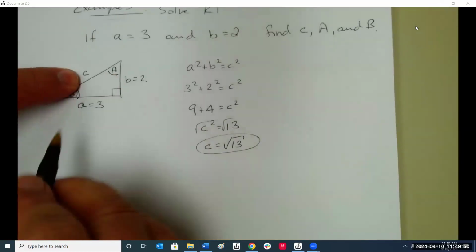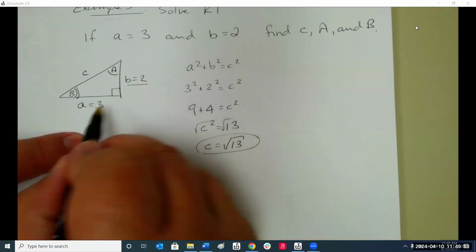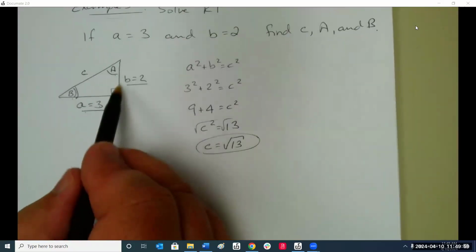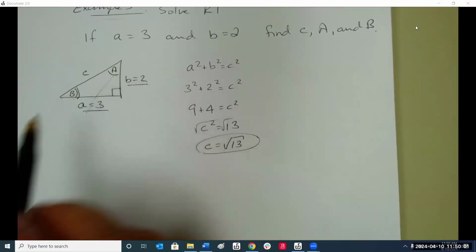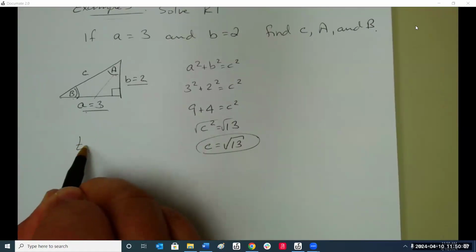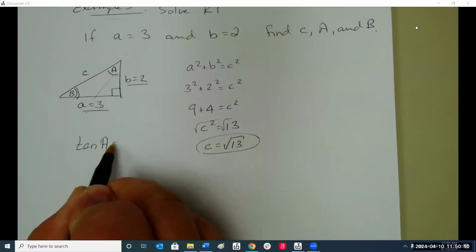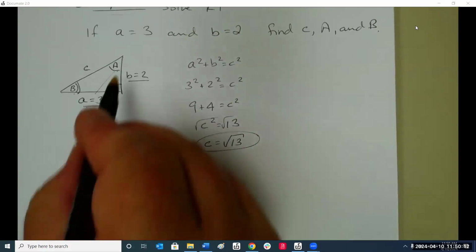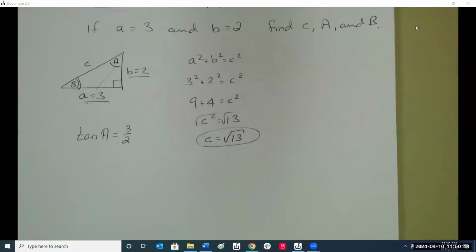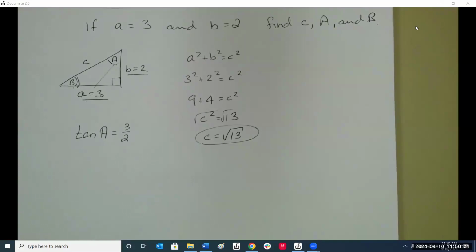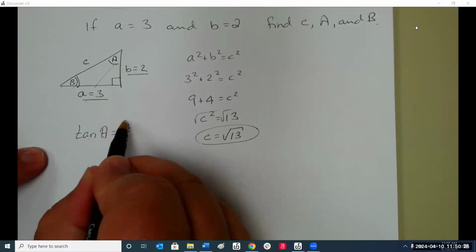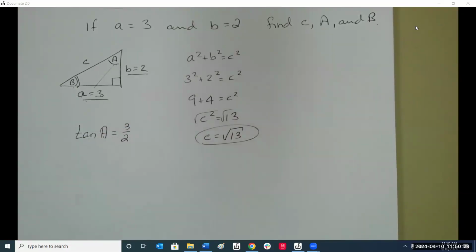Let's find angle A first. So what we know for sure are these two numbers. What equation do we have that we can use the opposite and the adjacent? Tangent of A is opposite over adjacent. So what we're looking for is what angle makes the tangent equal to 3/2 or 1.5.